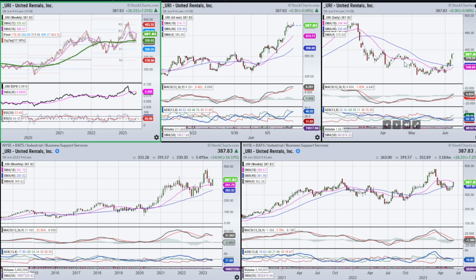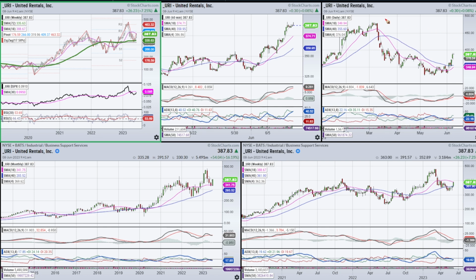How violent is that pullback? You can really see it on the daily chart over here. Look at the violence of this. Look at the gaps. Look at the big red bars. You can see it on the weekly. This is not what I'm looking for. I don't want to see a violent move to the downside.